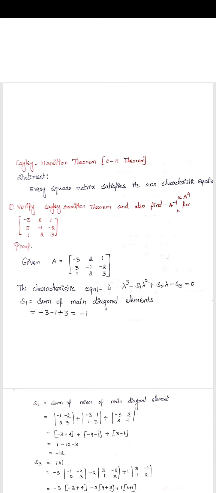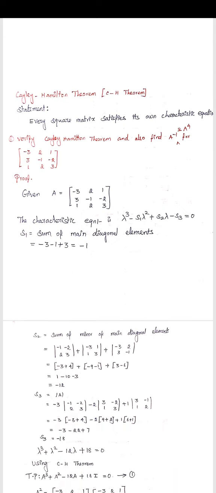1, 3, -1, -2, 1, 2, 3. First, we have to find the characteristic equation for the 3 by 3 matrix. The characteristic equation is lambda cube minus s1 lambda square plus s2 lambda minus s3 equal to 0.